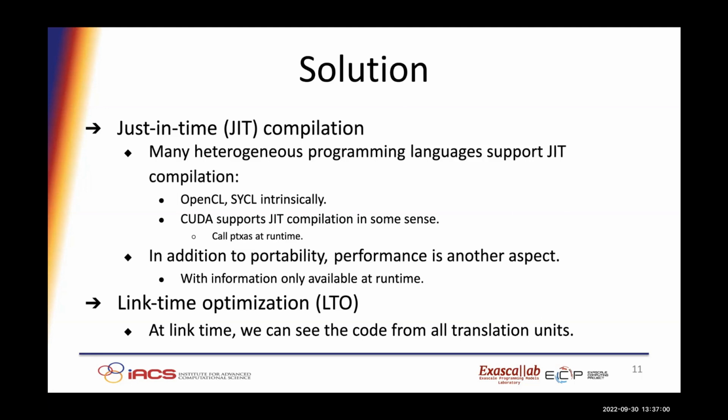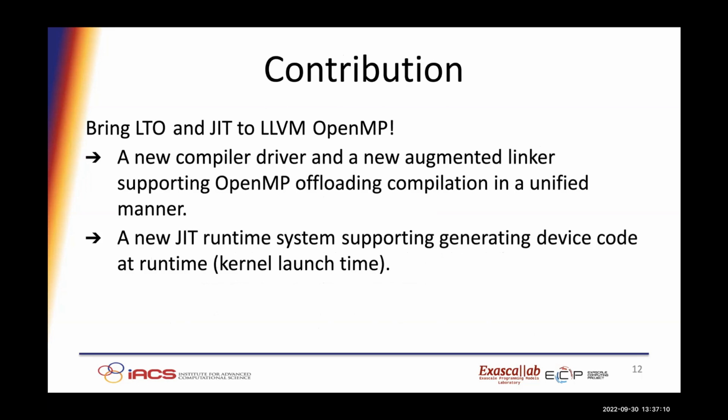For the second limitation, link time optimization is widely used because at link time, we can see code from all translation units. In this work, we bring LTO and JIT to LLVM OpenMP. In order to do it, we implemented a new compiler driver, the offloading driver, and a new augmented linker supporting OpenMP offloading compilation in a unified manner, which will be introduced by Joseph next. We also implemented a new JIT runtime system supporting generating device code at runtime. Now I'm going to hand it over to Joseph.